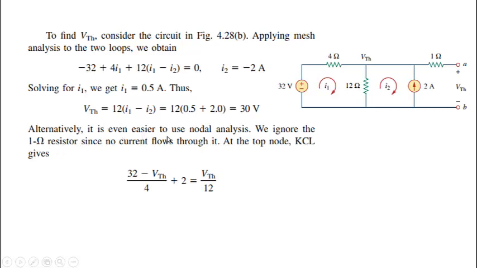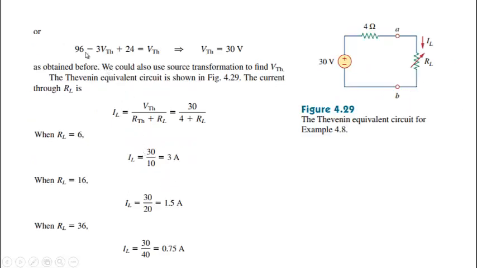Alternatively, it is even easier to use nodal analysis, which I have just described to you. We ignore the 1 ohm resistance over here, since no current flows through it. At the top node, KCL gives: this is the incoming current, this is the incoming current, this is the outgoing current. So (32 minus VTH) divided by 4, that is this current, plus 2, is equal to VTH by 12. Here there is only one variable, that is VTH. So 96 minus 3 VTH plus 24 is equal to VTH. VTH comes out to be 30 volts.